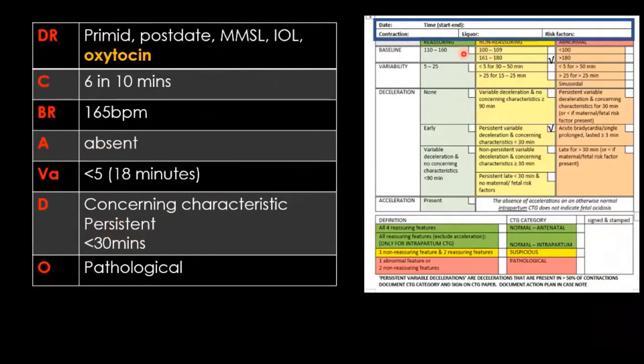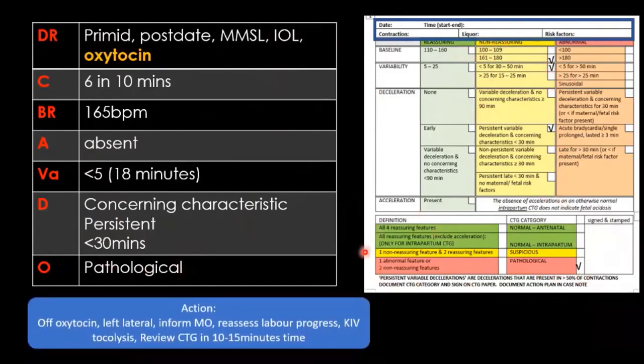So there are two non-reassuring components already, meaning that this is actually a pathological CTG already. But I will put the variability there because I am worried about the variability. So this is a pathological CTG. So what should you do?